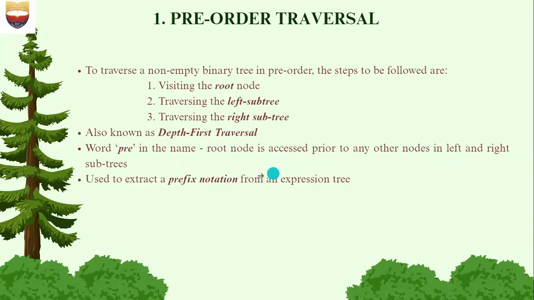And this pre-order traversal is mainly used to extract a prefix notation from an expression tree. If you are given an expression tree, you can easily extract prefix notation with the help of this pre-order traversal, right? In order to get prefix notation, you have to do pre-order traversal on the given expression tree.